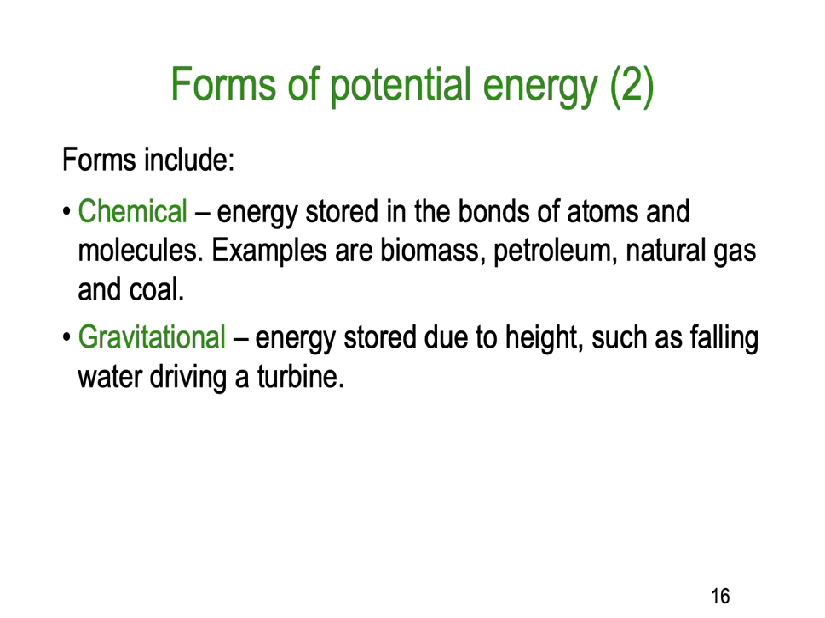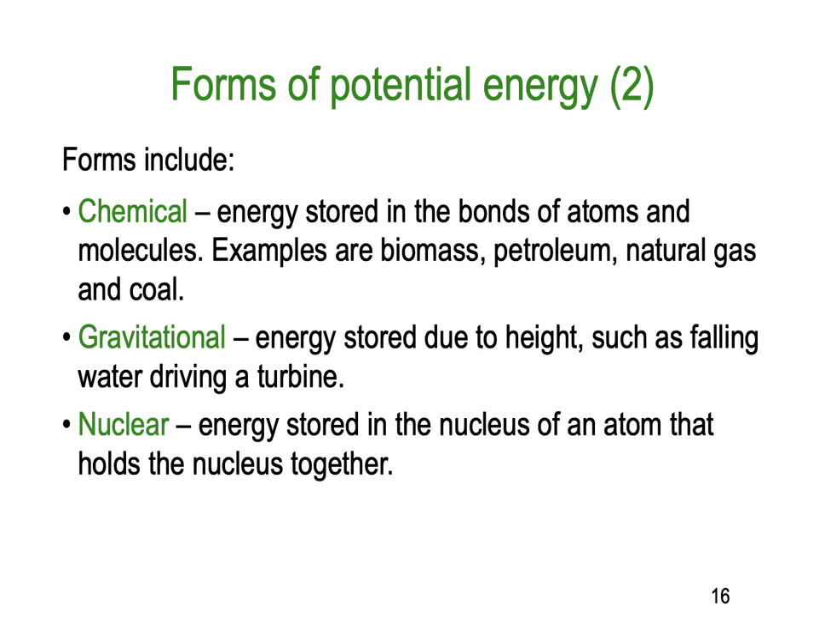There's gravitational energy, that's energy stored up due to height, such as falling water that drives a turbine in the hydro scheme. And nuclear energy, where energy is stored in the nucleus of an atom that holds that nucleus together. By pulling the atom apart, we release all that nuclear energy. So they are all forms of potential energy.